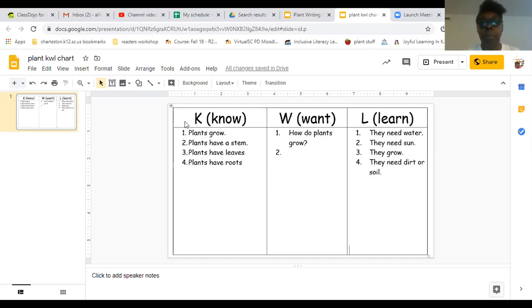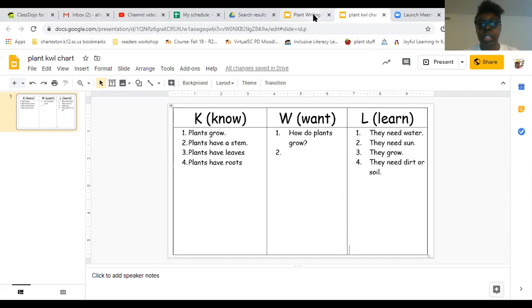What we know is that plants grow, plants have a stem, plants have leaves, plants have roots. How do plants grow? That's what we wanted to know. And then we learned that they need water, sun, they need dirt and soil, and that they grow. Those were the things that you told me you learned.